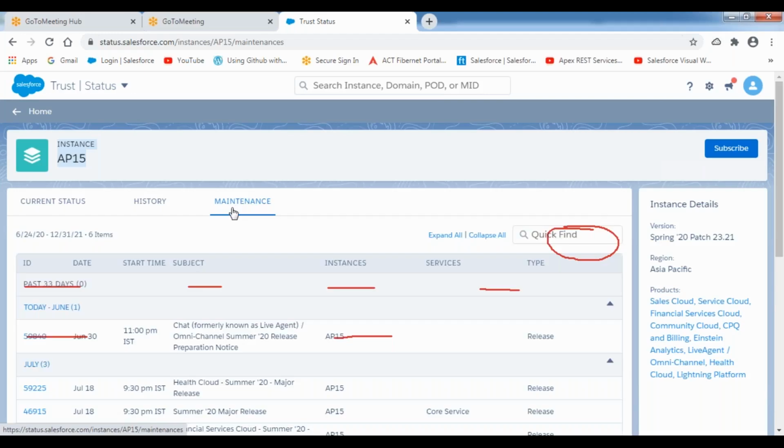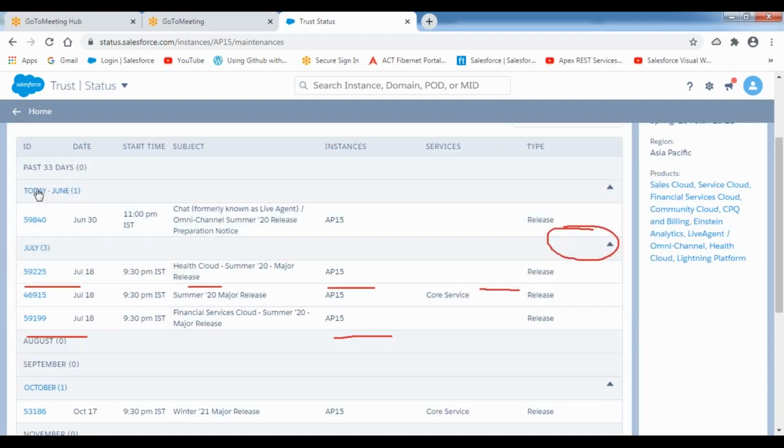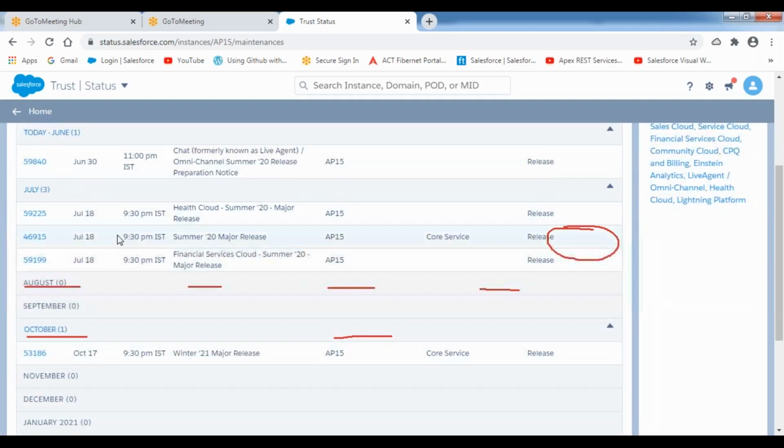Once you click on the maintenance tab, it is clearly indicated. Now from June to the next April, that is April 2021, we can see the maintenance calendar. That means for the next 1 year, whatever maintenance has been planned by Salesforce, that entire information we can see inside this maintenance calendar. These are the various maintenance schedules.